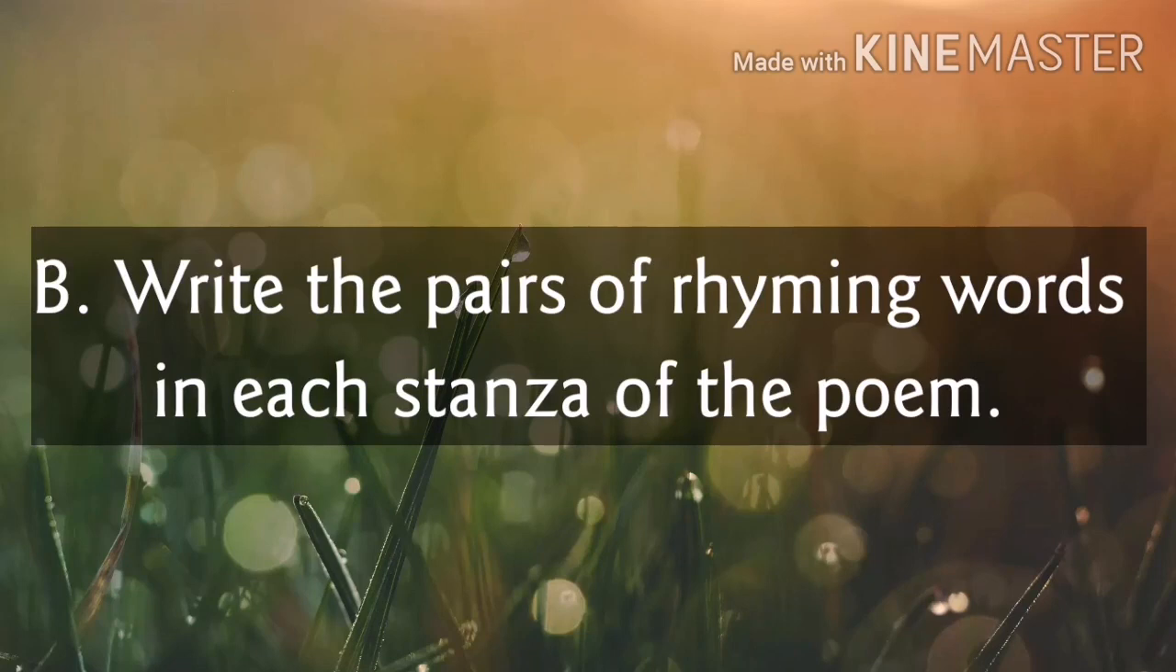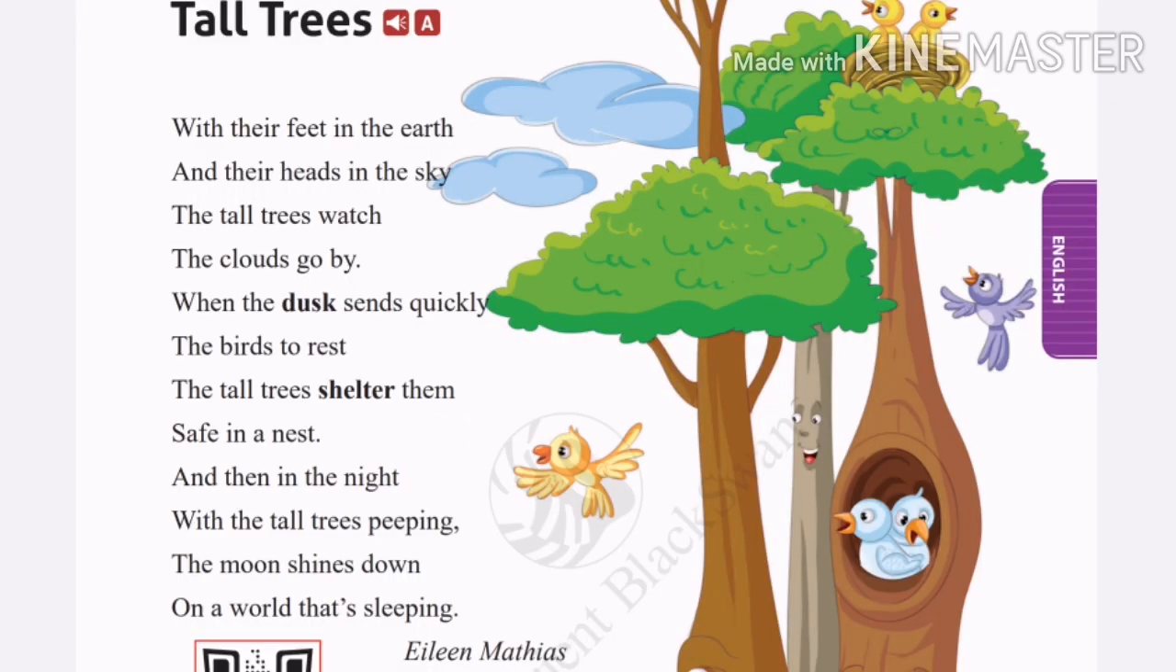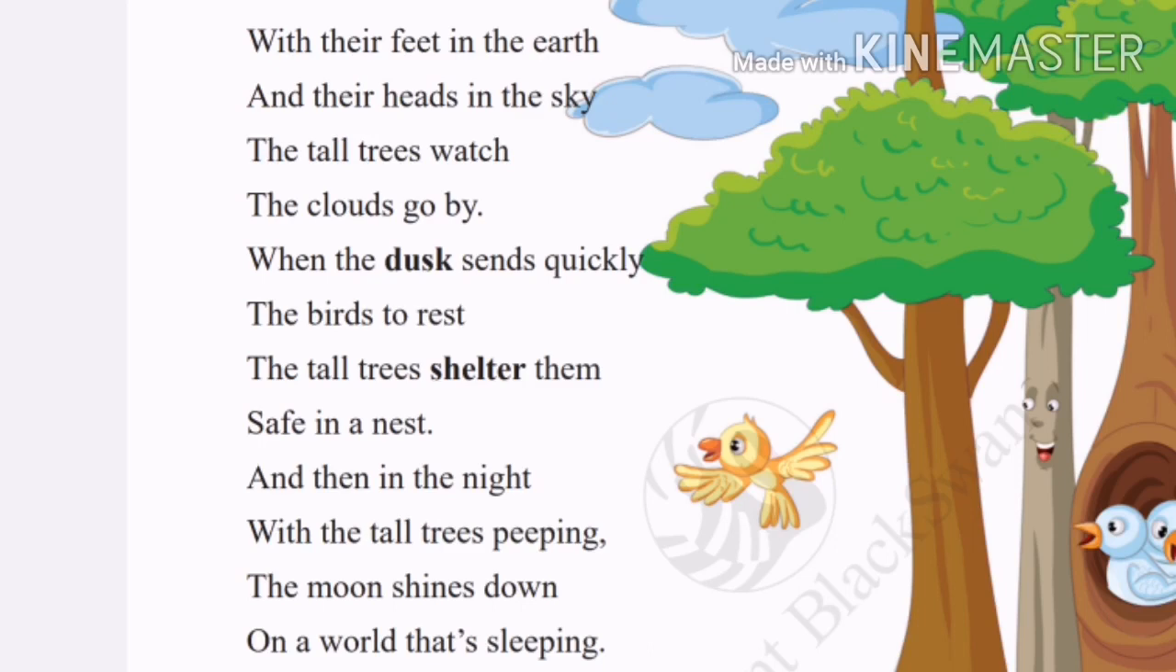See the next question. B. Write the pairs of rhyming words in each stanza of the poem. What are rhyming words? Rhyming words are two or more words that have the same or similar ending sound. Look at this poem, Tall Trees. Let's find out the rhyming words from the poem. With their feet in the earth and their heads in the sky, the tall trees watch the clouds go by. This is the first stanza. Let's find out the rhyming words from this stanza.